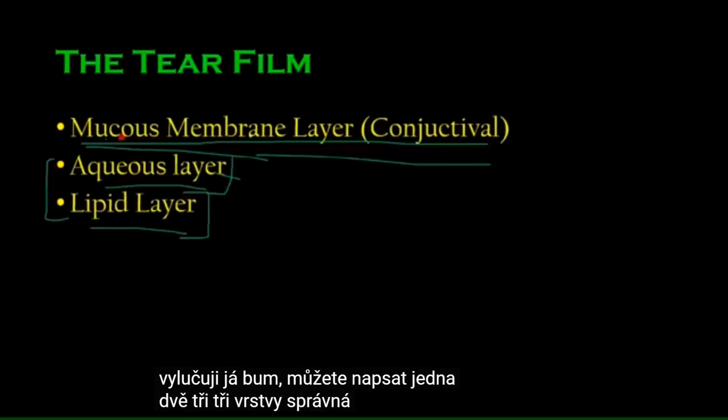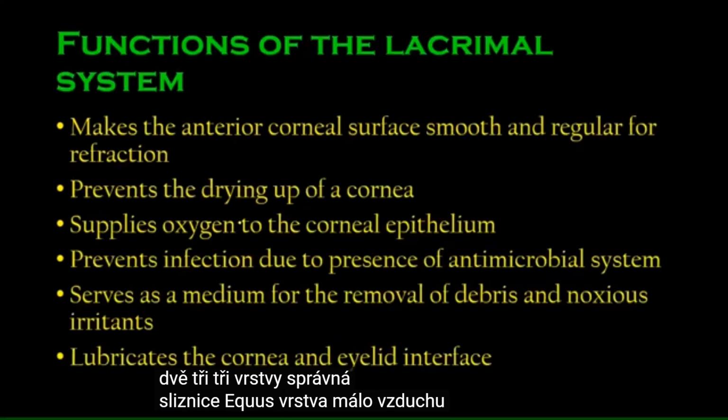So that's it. The tear film is composed of three parts: the mucus layer, the mucous membrane layer, which is a part of the outermost part of the cornea. Then we have the watery layer secreted by the lacrimal gland. Then we have the lipid layer, which is secreted by the meibomian gland. 1, 2, 3 layers: mucous membrane, aqueous layer, lipid layer. Easy.